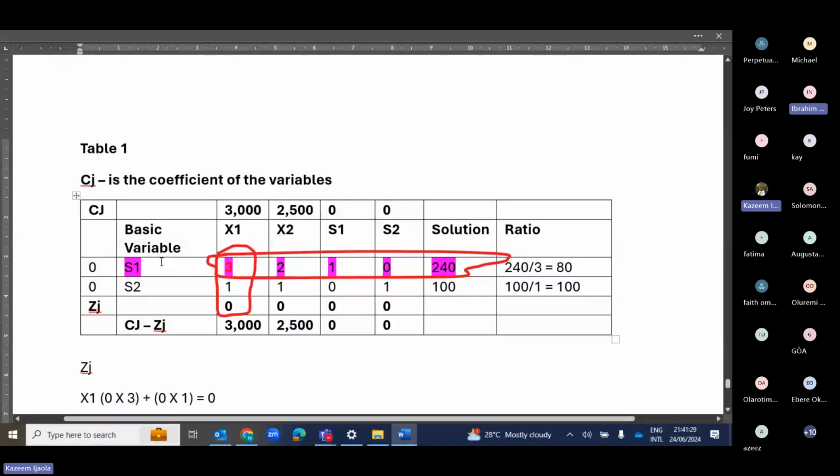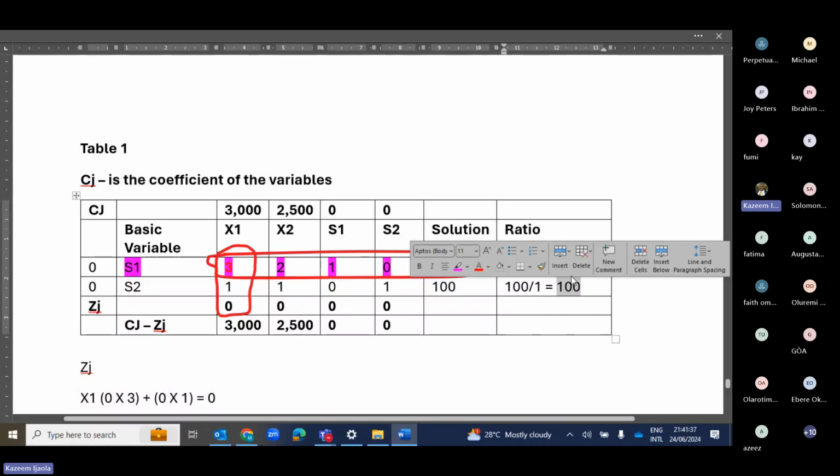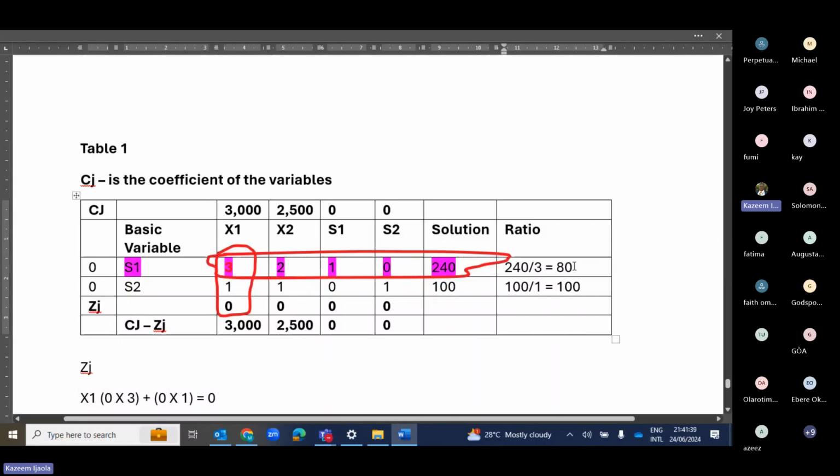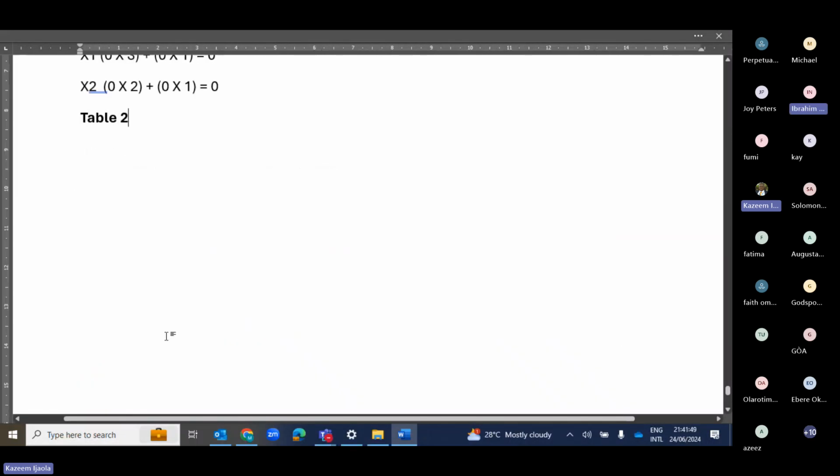So when I eliminate this S1, why am I eliminating it? Because I have just 80. It's giving me a lesser contribution, and the other one gave me 100. So I must eliminate this S1 in the next table. Then which one produced the highest for me here? It is X1. So I will have to bring in X1 and I will eliminate S1. So let's move on to the next table.